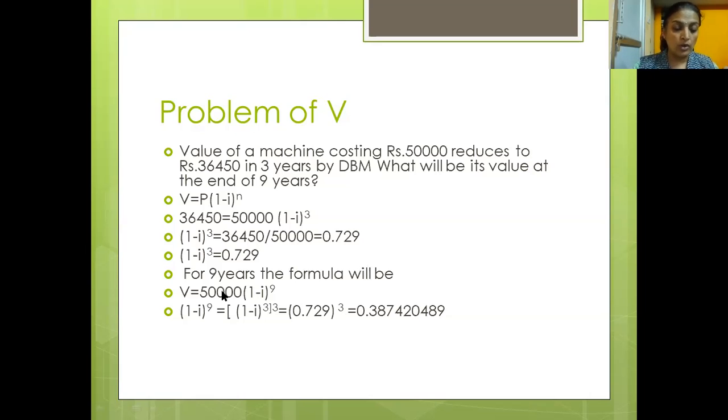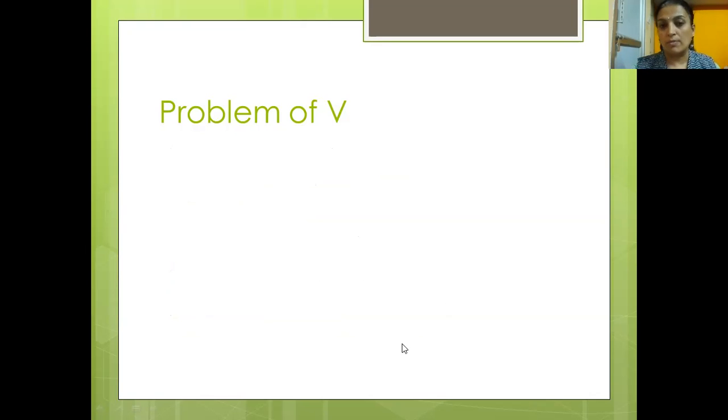Now put the value here. V is equal to 50,000 into 0.387420489. We have to multiply it. Then we will get 19371.02445. This is the value of the machine after 9 years.